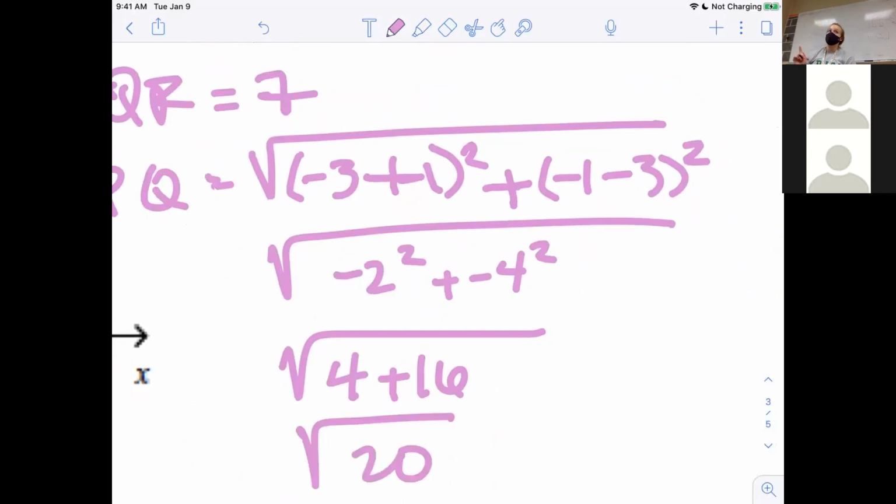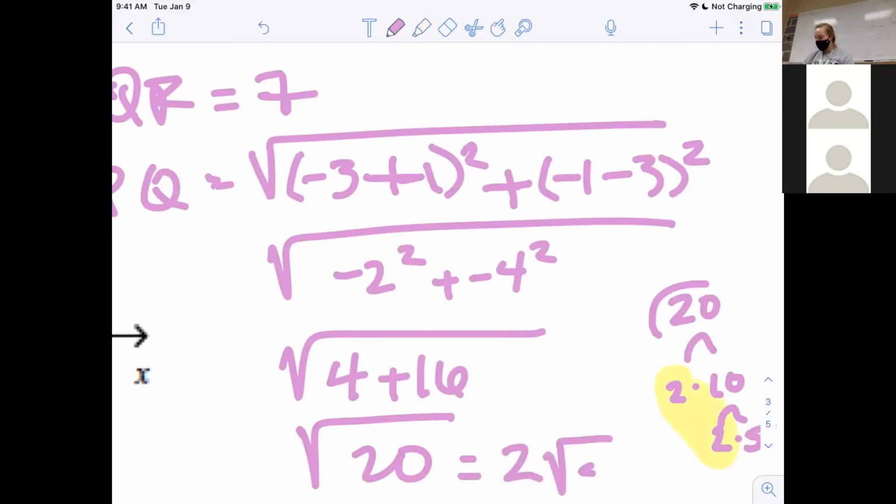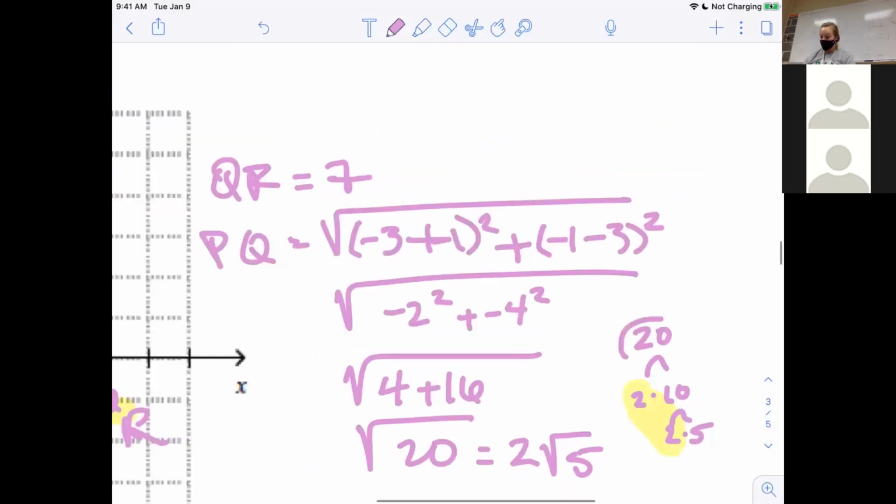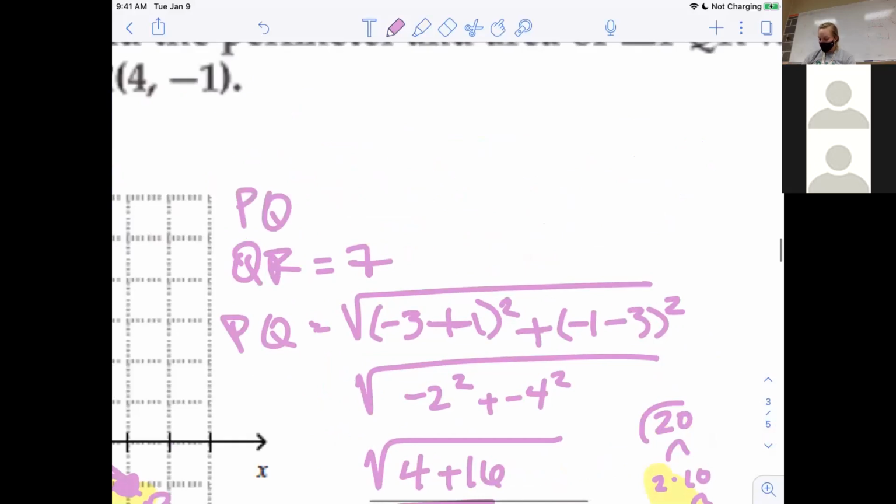I do have to check if 20 can be simplified though, so let me do that. I'm doing my little factor tree off to the side. 20 is 2 and 10, and 10 is 2 and 5. Oh, I do have a match right here with my 2's. 2 radical 5. That's my distance. So PQ's distance is 2 radical 5.